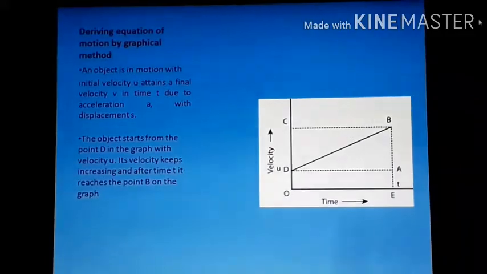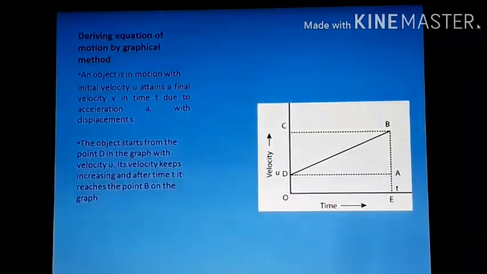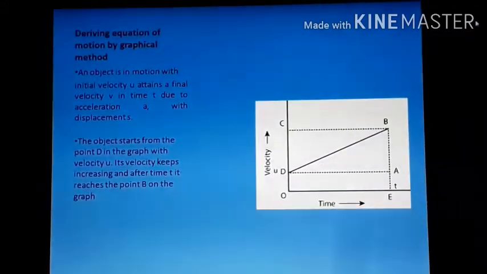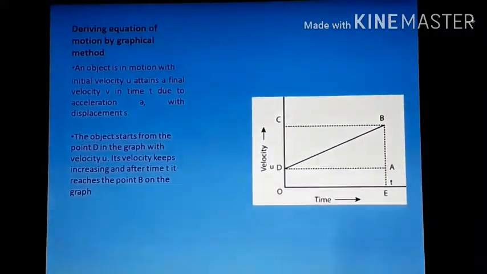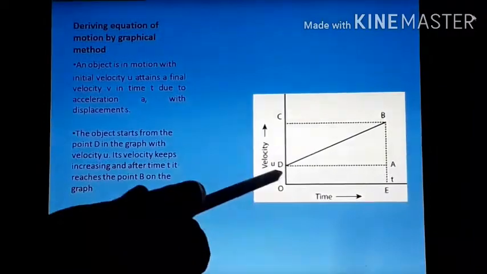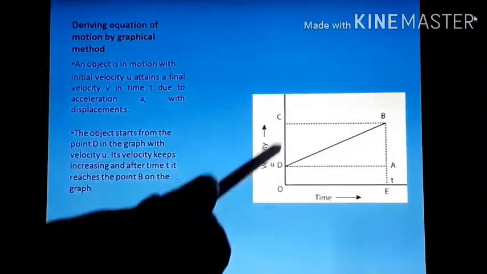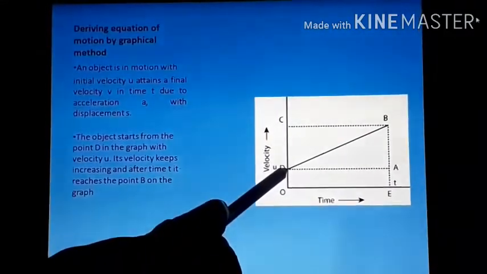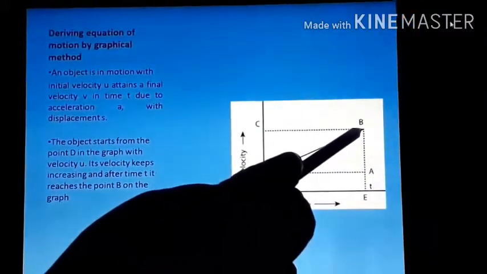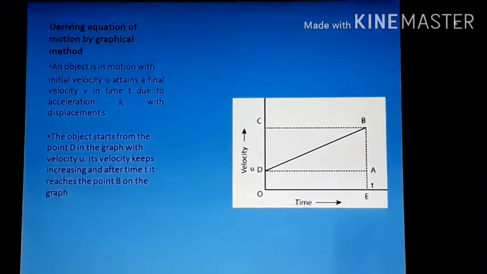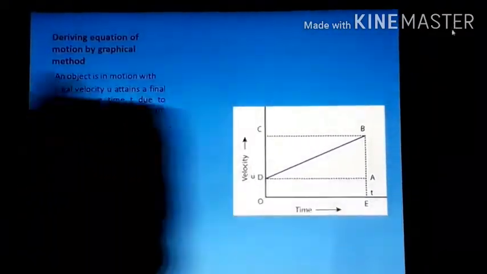Now consider an object in motion with initial velocity u, attains a final velocity v in time t due to acceleration a, with displacement s. Consider an object starting at the point D and reaching B. At the starting point, the initial velocity is u. While reaching B, the final velocity will be v. So its velocity keeps increasing, and after time t, it reaches the point B on the graph.